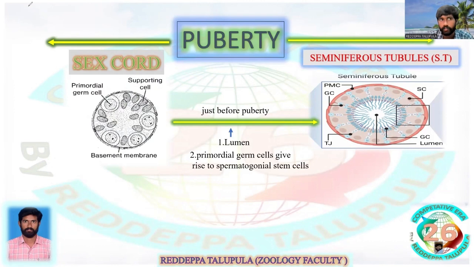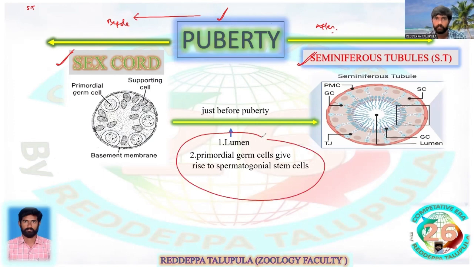Just keep it in mind. Seminiferous tubules. See, based on the puberty line, that means the time of puberty, before and after. Basically, the seminiferous tubules before puberty are called sex cords. They are actually called sex cords. And after puberty, they are called seminiferous tubules. What is the difference between the sex cords and the seminiferous tubules?